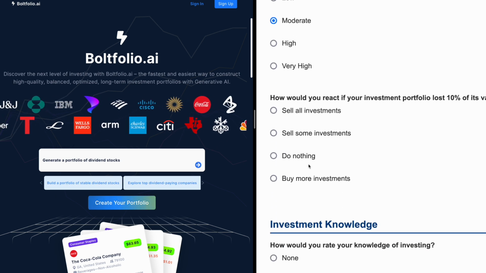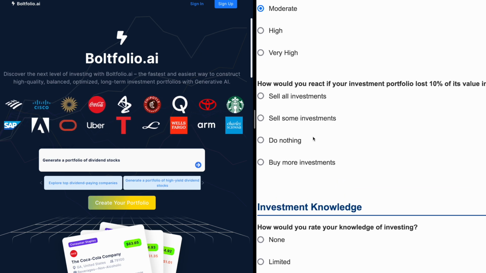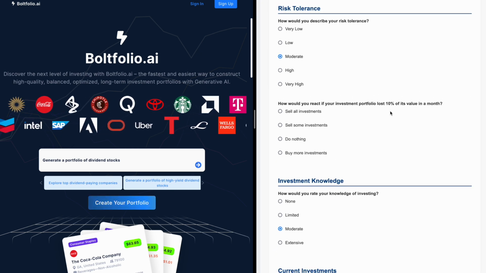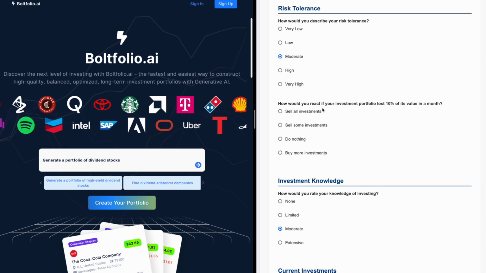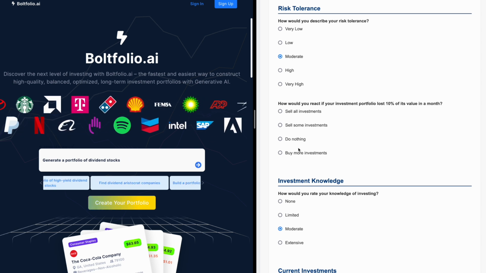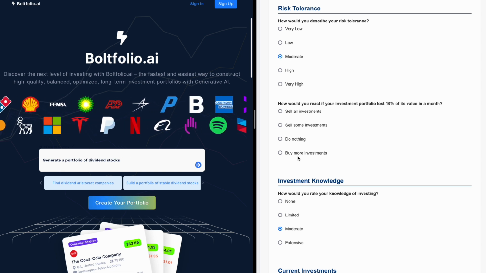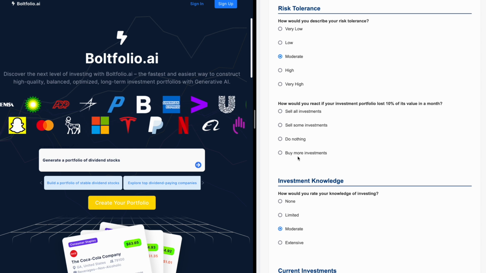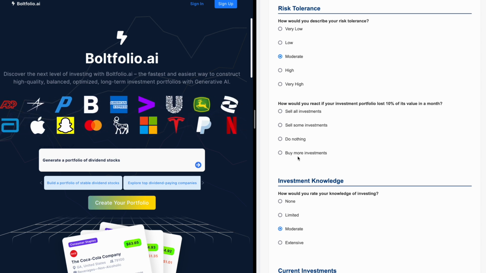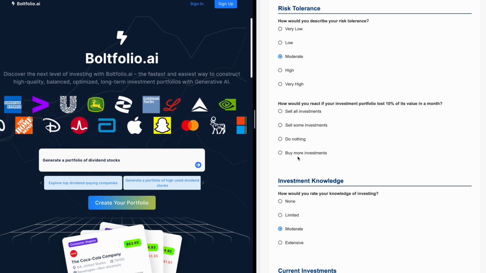Now, one of the things that was not filled out was how would you react if your investment portfolio lost 10% of its value in a month? Sell all investments, sell some investments, do nothing, buy more investments. This is a key question, and you'll typically see a similar question asked on these investment suitability tests or surveys. And this is helping them to gauge what your risk tolerance would be like.